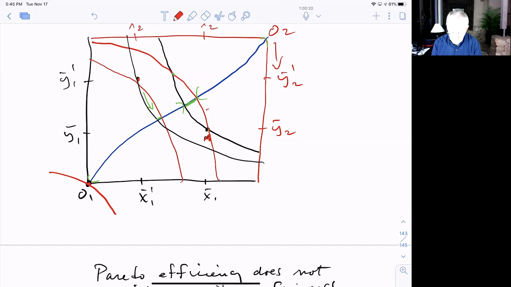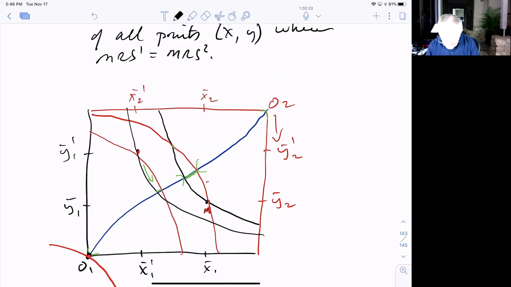Same holds up here. If we gave everything to 1 and nothing to 2, then we would be at this point, and this would be 1's indifference curve. The only way we could make 2 better off would be to take something away from person 1, which would necessarily make 1 worse off. So this point up here at the corner of 2's origin is also Pareto efficient. And same with every point along this contract curve. They are all Pareto efficient.